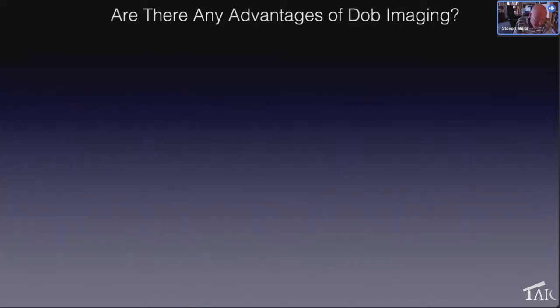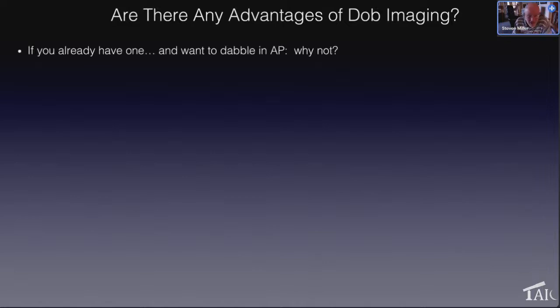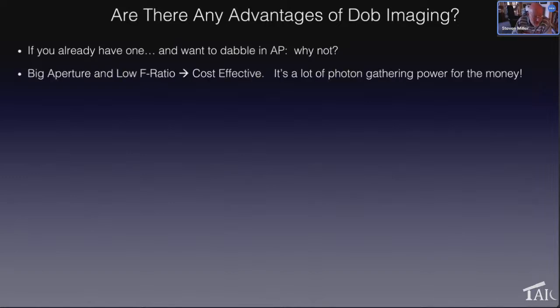So are there any advantages, though? I've talked about the disadvantages. I say there are some. I think if you already have one and want to dabble in AP, why not? I think you can start here and learn a lot. And then if you buy a classic equatorial mounted rig later, that's fine. It does have a big aperture and a low focal ratio, so it's pretty cost effective. It's a lot of photon gathering power for the money, to tell you the truth.